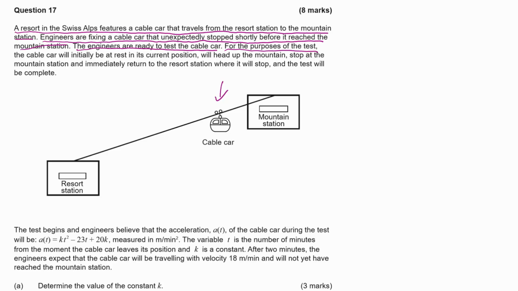For the purposes of the test, the cable car will initially be at rest in its current position. Now that's important: v equals 0 when t equals 0. It will head up the mountain, stop at the mountain station, and immediately return to the resort station, where it will stop and the test will be complete.